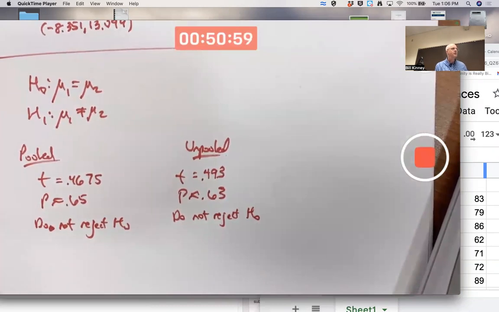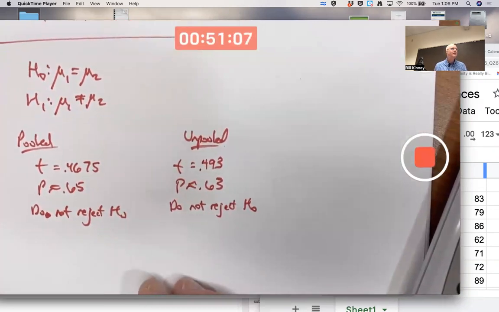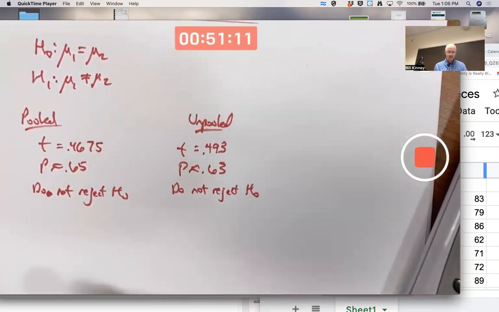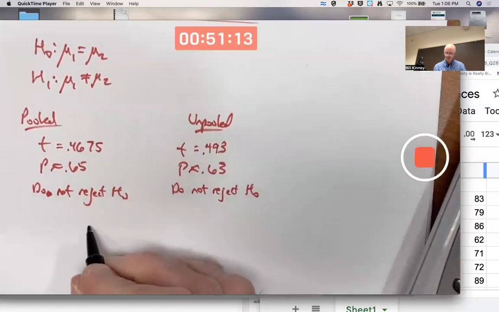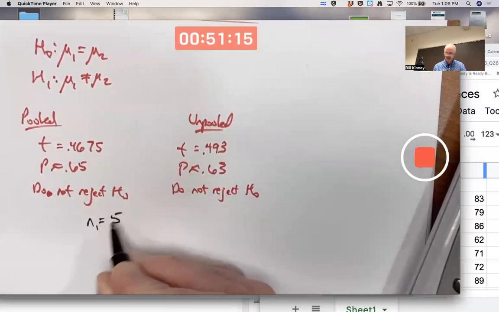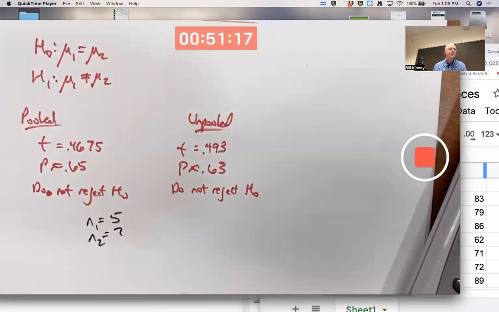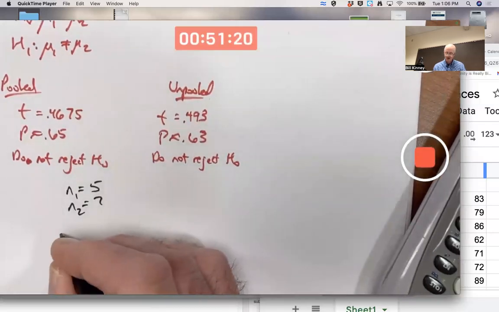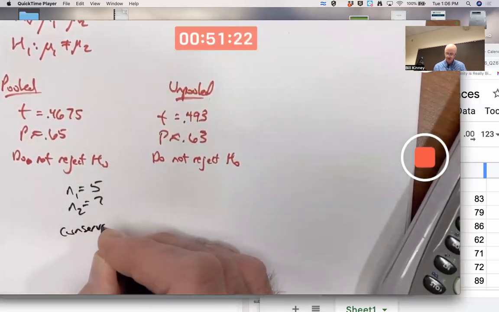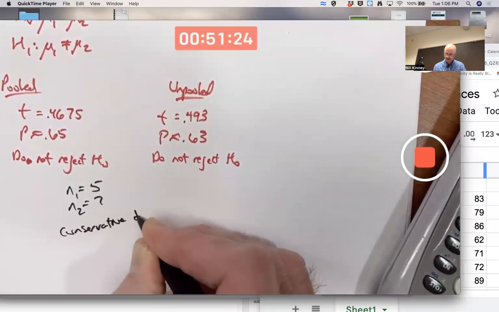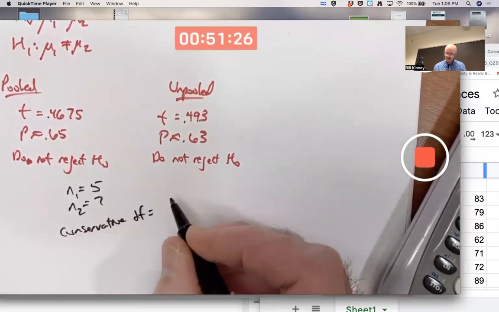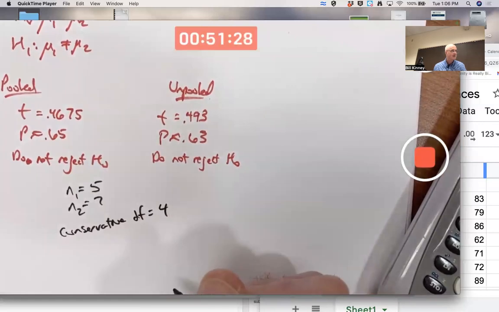What does the conservative approach give you? What if we use degrees of freedom equals the smaller of n1 minus 1 and n2 minus 1? What were n1 and n2? n1 was 5, n2 was 7. The conservative df would be the smaller of 5 minus 1 and 7 minus 1, which would be 4.